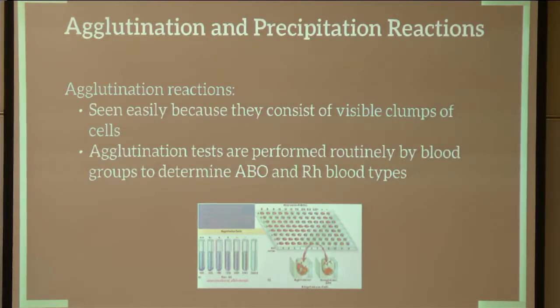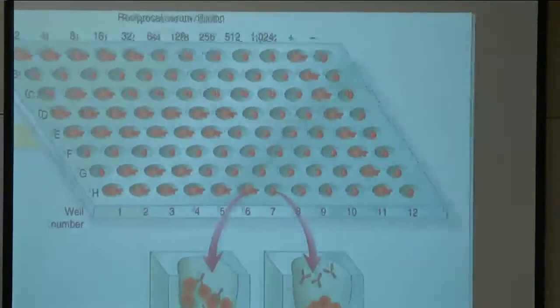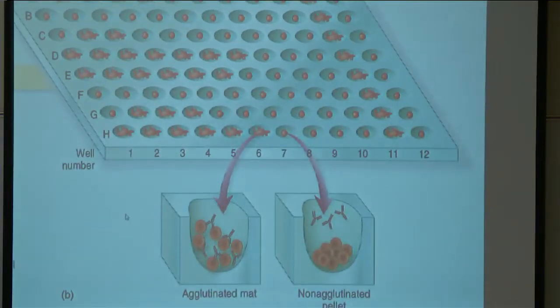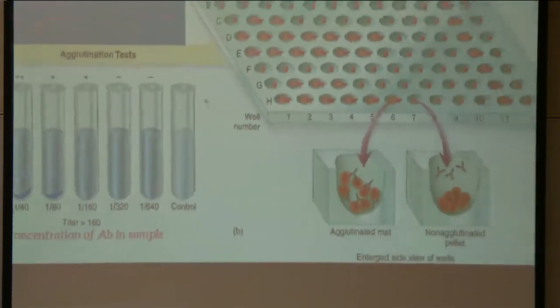Agglutination, again, you're using a whole cell, a cell system. Clumps of whole cells with agglutination. Blood typing is a fantastic example. Looking here, we can see they're using a microtiter plate to do this blood typing. You see the agglutination versus non-agglutination. So you can see the clumping with agglutination.